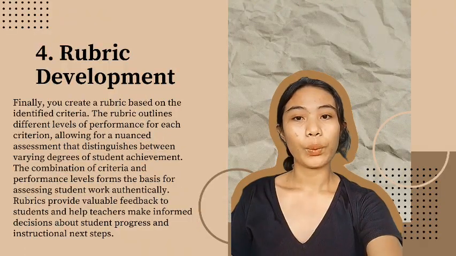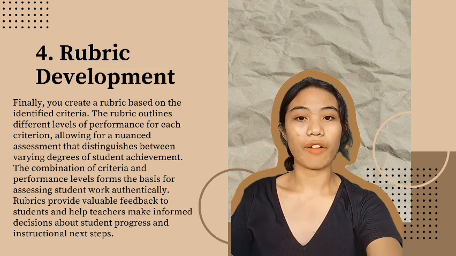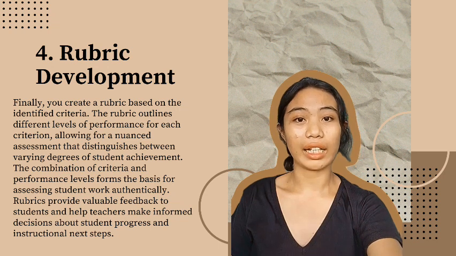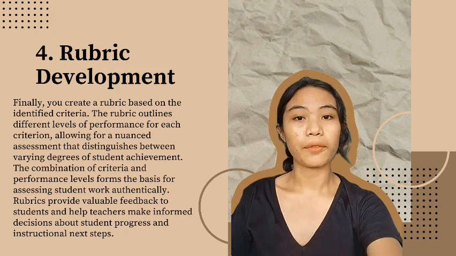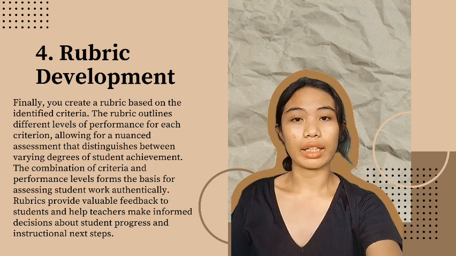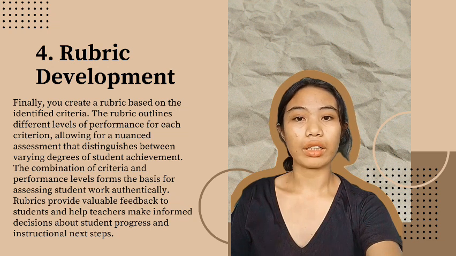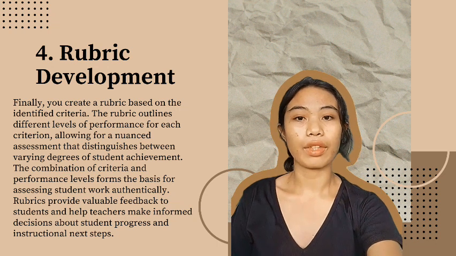And now we have to develop the rubric, which is the last step in crafting an authentic assessment. Finally, you create a rubric based on the identified criteria. The rubric outlines different levels of performance for each criterion, allowing for a nuanced assessment that distinguishes between varying degrees of student achievement. The combination of criteria and performance levels forms the basis for assessing student work authentically.